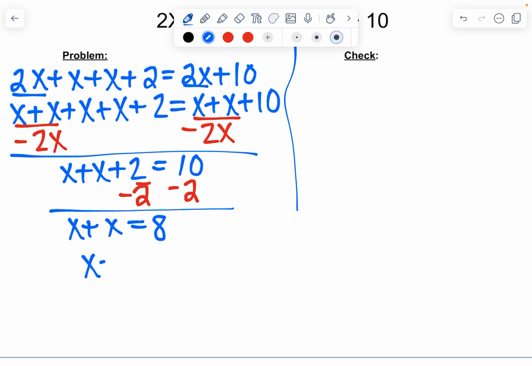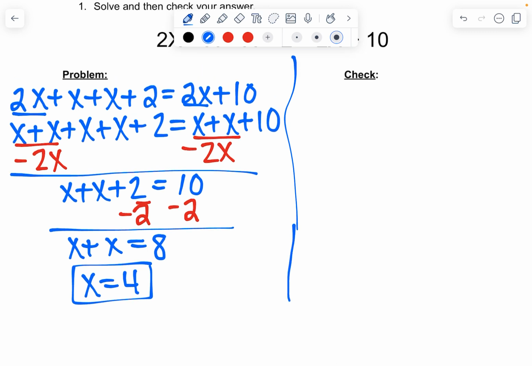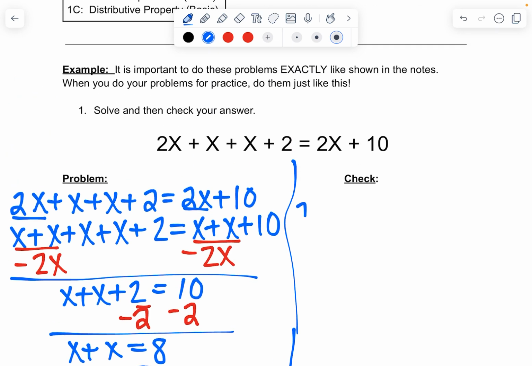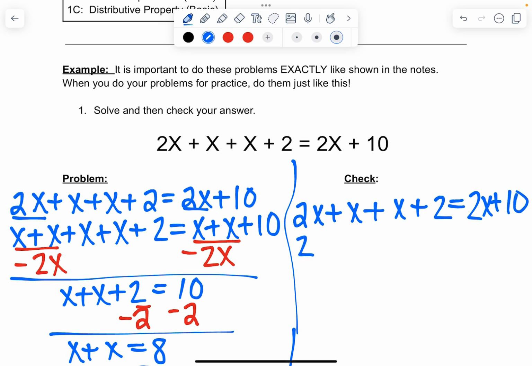So now you're going to notice that the guessing part is really easy. X equals 4. I'm going to come over on the right-hand side, and I'm going to write the original equation again. That's really important. You always start with the original equation. And I'm going to take out my x, and I'm going to put in 4 because that's what I said x equaled.